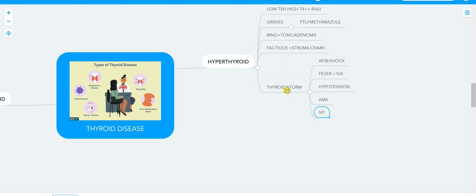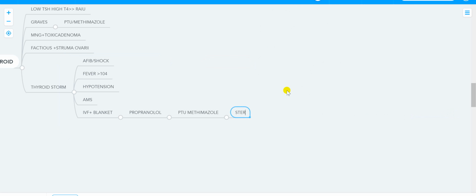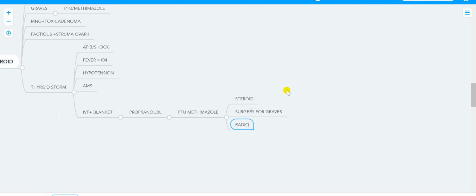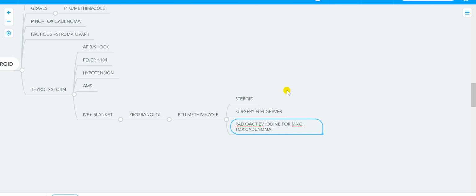First, IV fluid plus blanket, and then you give propranolol, then you give PTU or methimazole, one of them, and then you give a steroid. And then you can even consider surgery for Graves and radioactive iodine ablation for multinodular goiter, toxic adenoma, and struma ovarii. So these are the things. This is how you manage hyperthyroidism.